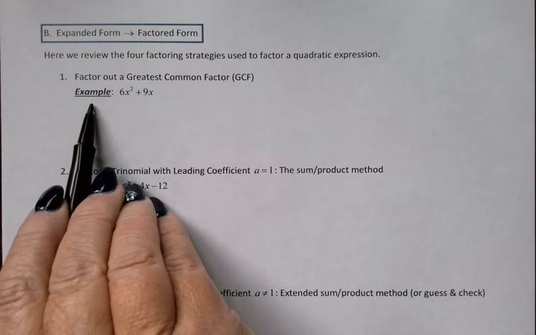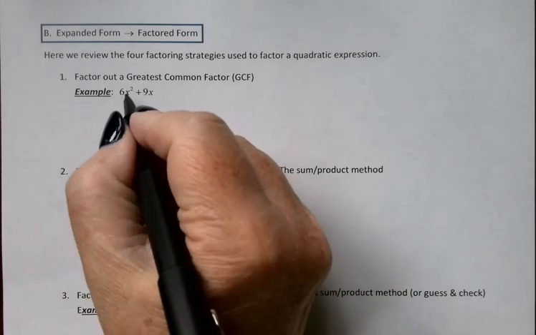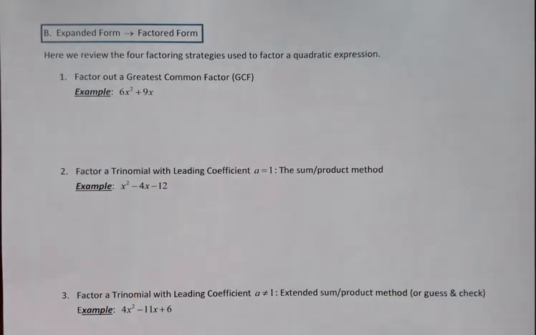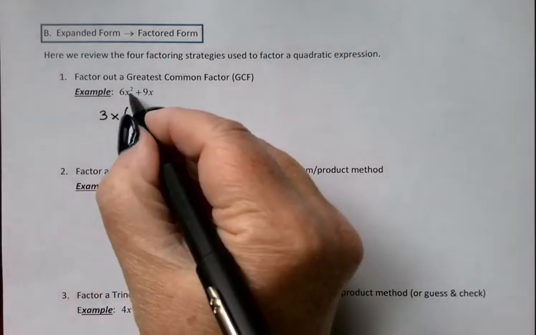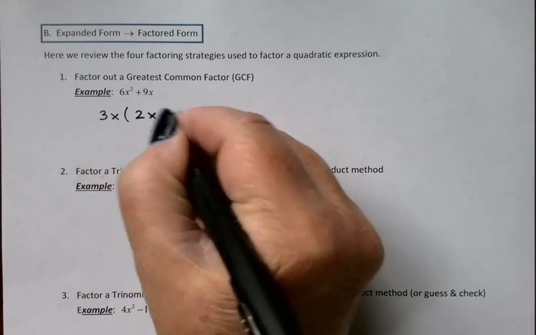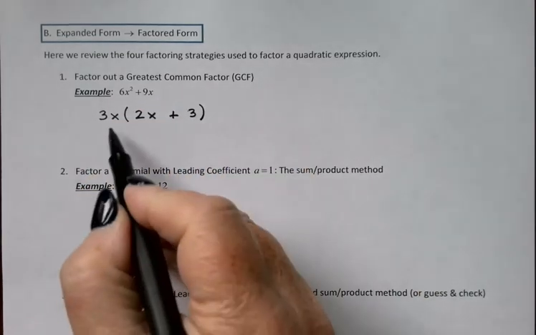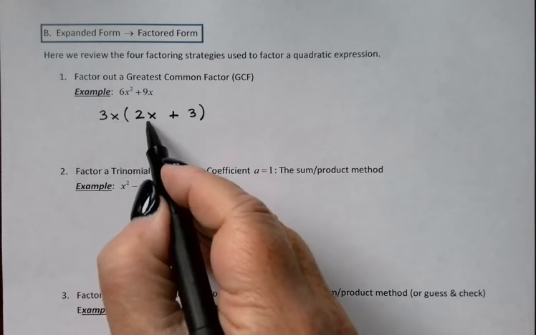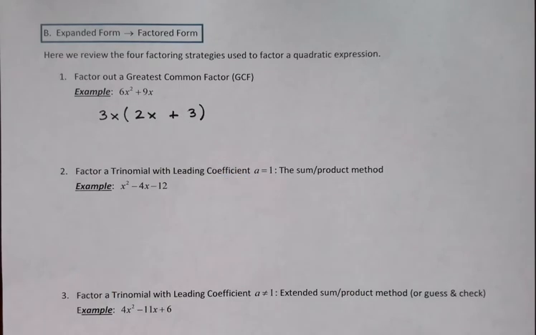If I look at my first example, I'll notice that in both terms of this polynomial, 3x is a common factor. 3x goes into both terms. So I'll factor out a 3x. 6x squared divided by 3x is 2x, plus 9x divided by 3x is 3. And I can double check: if I were to distribute, I would indeed get 6x squared here and 9x there. So you can always check by multiplying back out.